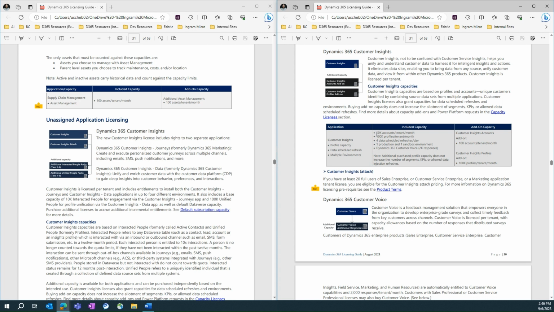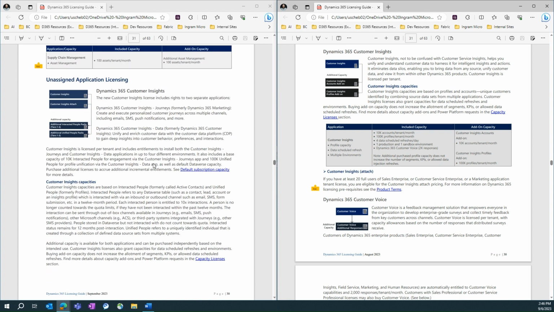Again, all of your marketing has been merged into this now. You have Customer Insights and you have Customer Insights attached. Same sort of qualification criteria you'd have for marketing and marketing attached. They go through some of the different names, how it is two separate applications here. We see that Insights Journeys is what D365 Marketing was, and Insights Data was what Customer Insights formerly was as well. We go through capacities here.